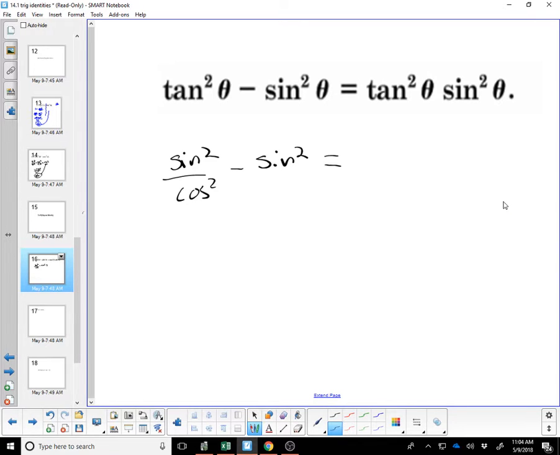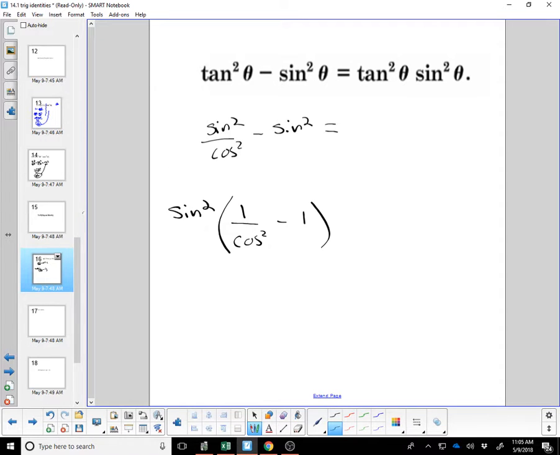So I've written everything in sine and cosine. Oh, do you see how they both have sine in there? Guess what I can do? Starts with an F. Yeah, I can factor out sine squared. That would leave me with 1 over cosine squared minus what? 1. Oh, I love those 1s because I can do whatever I want with 1s.